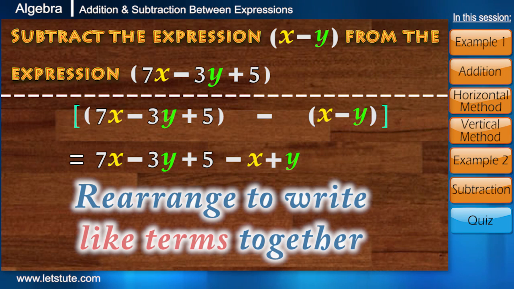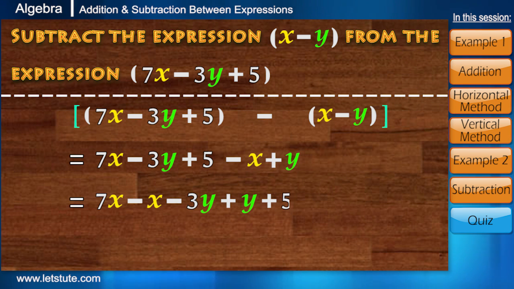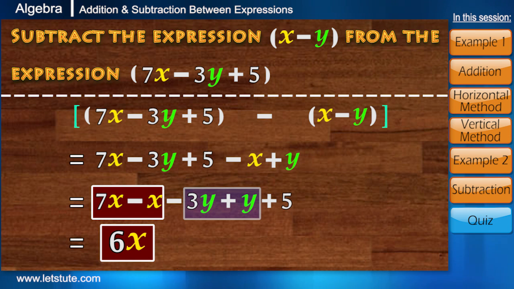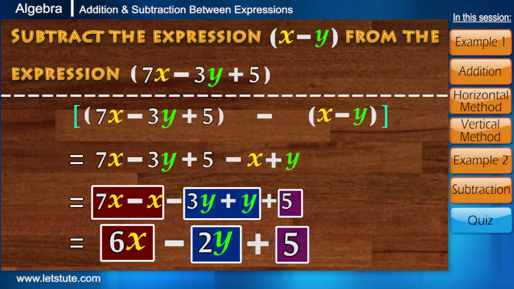Again we'll rearrange this to write like terms together as 7x minus x minus 3y plus y plus 5. So 7x minus x is 6x, minus 3y plus y will be minus 2y, and we will write 5 as it is.